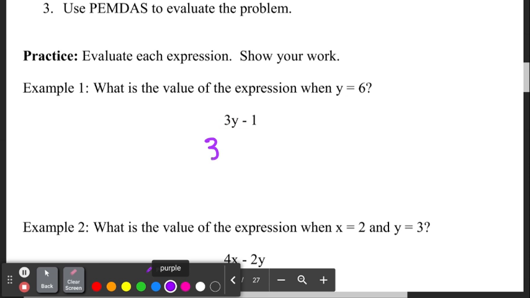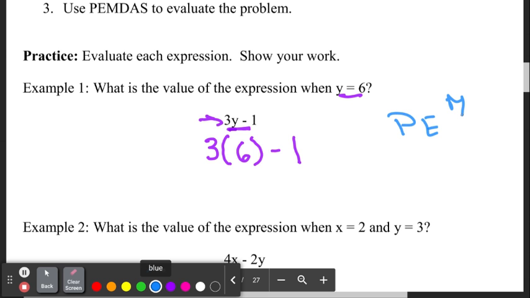So we have 3 times y, and we know y is 6. And now I'm just going to copy everything else. So what I did was I rewrote this, but I plugged the number in for the y. Now I'm going to do my PEMDAS. Parentheses, exponent, multiply, divide, add, and subtract.